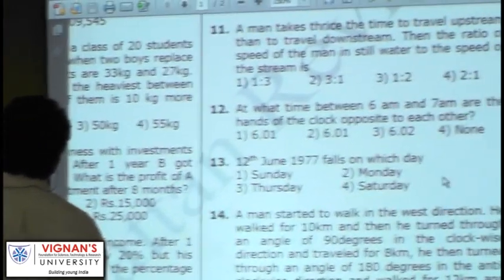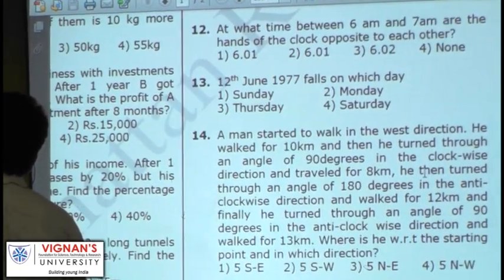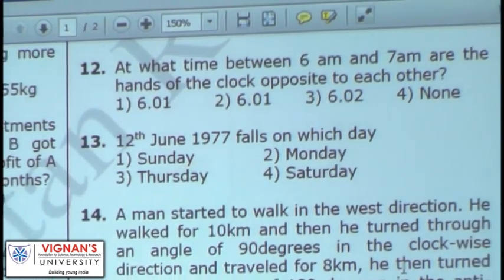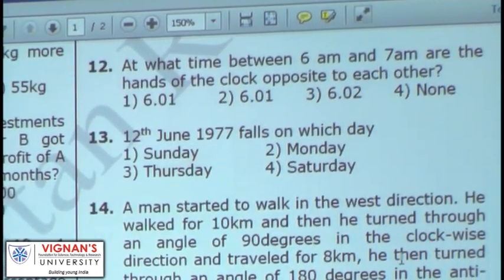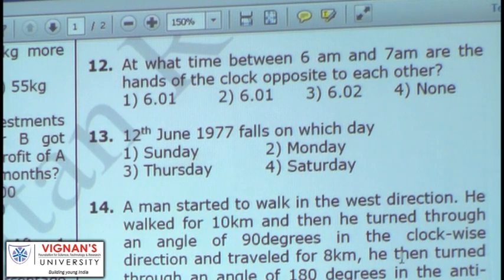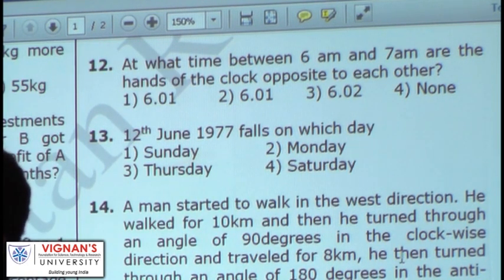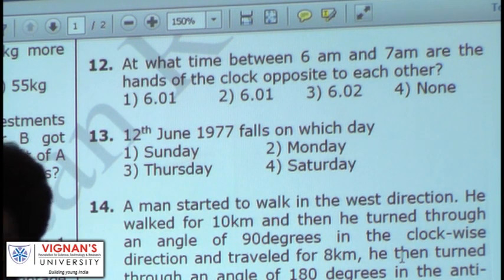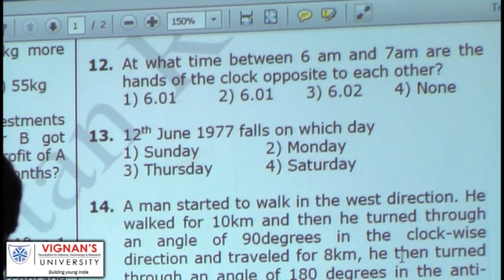At what time between 6 a.m. and 7 a.m. are the hands of the clock opposite to each other? It never happens, because they are exactly opposite each other at 6 o'clock, and 6 is not between 6 and 7. Next time it happens at 7, 5 5 by 11 minutes past 7 o'clock.